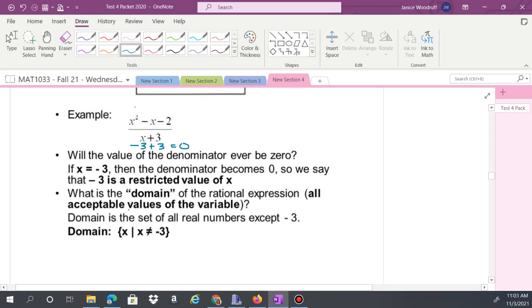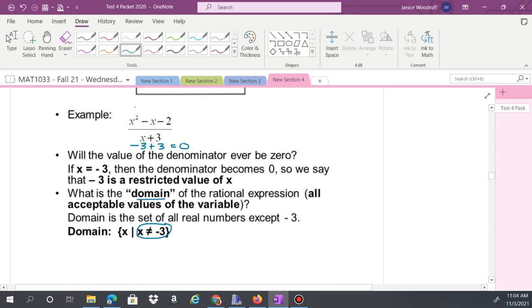So another way of writing that, if you look all the way down here, is like this. This is an equal sign with a line through it. That means x cannot equal negative 3. So the domain then would be anything that x can be, which means the domain is all real numbers except negative 3. Okay, so x can be anything except what would make the denominator 0. Okay, that is what the domain is.